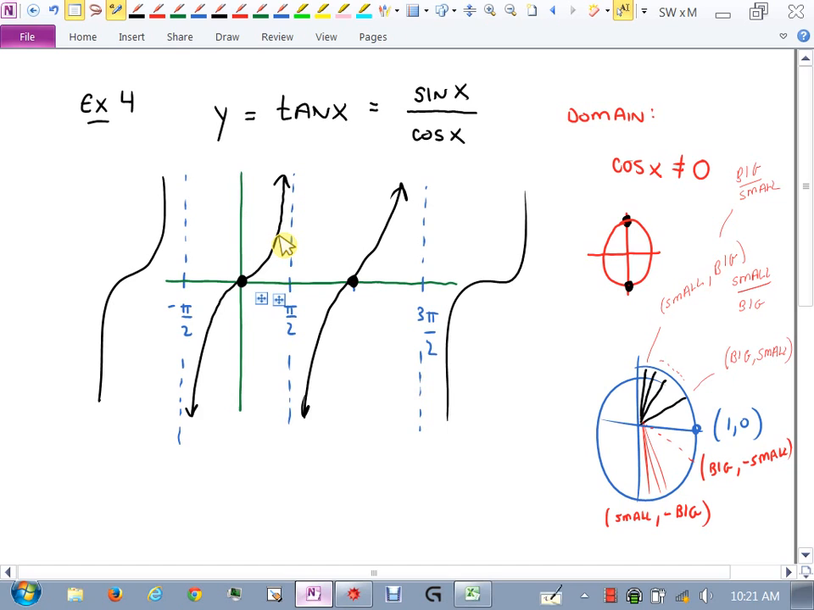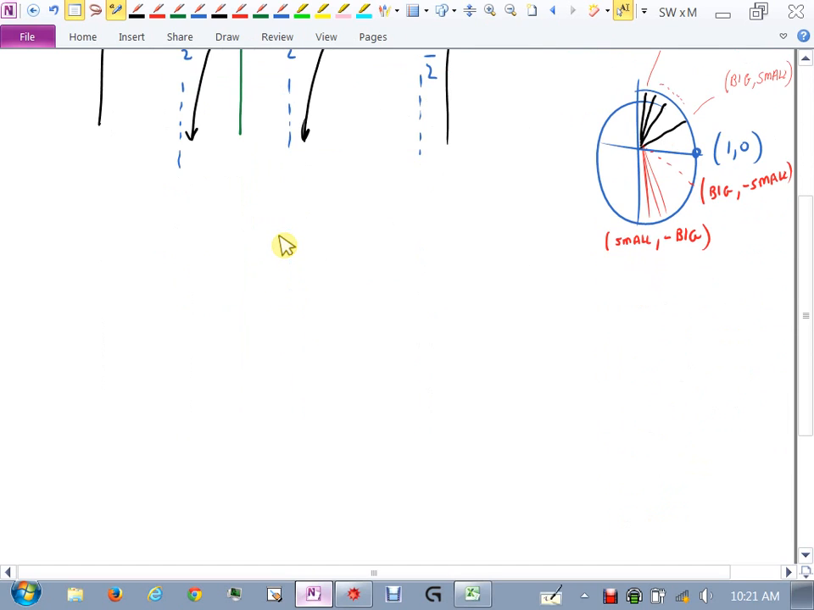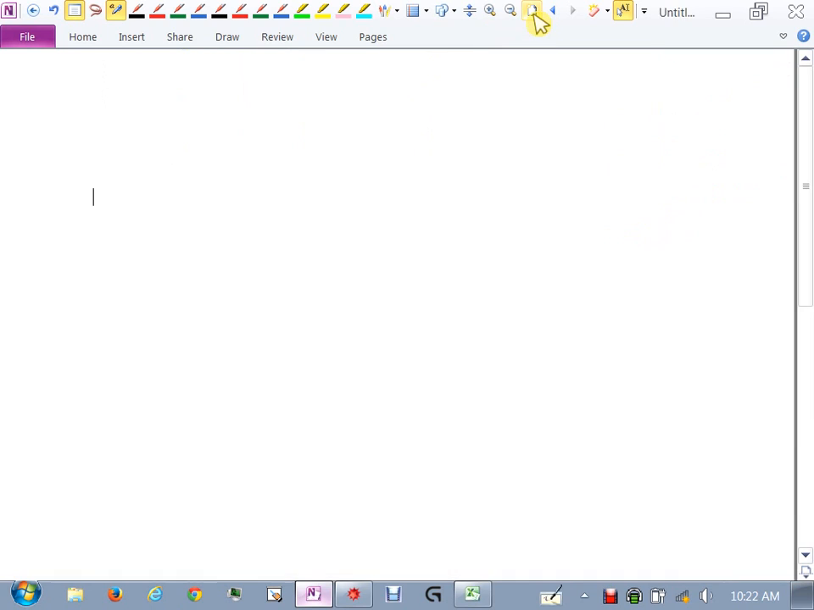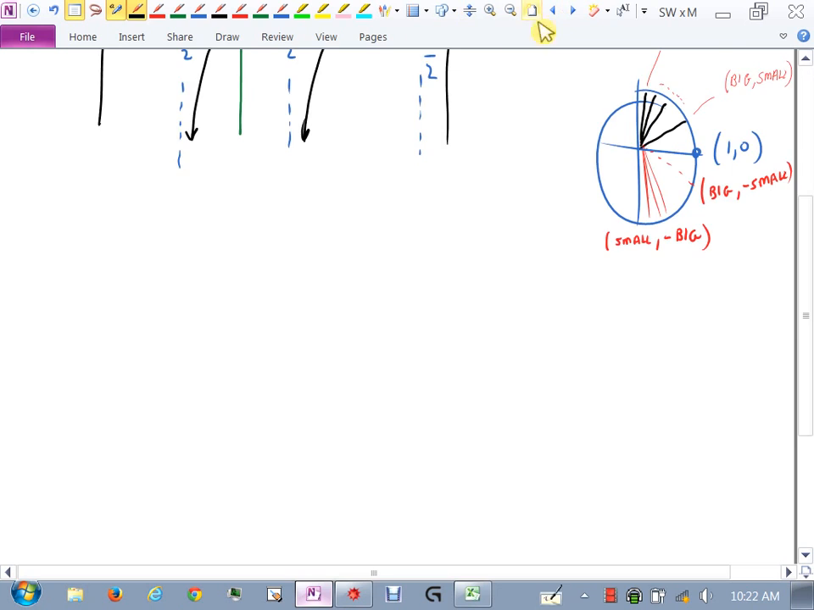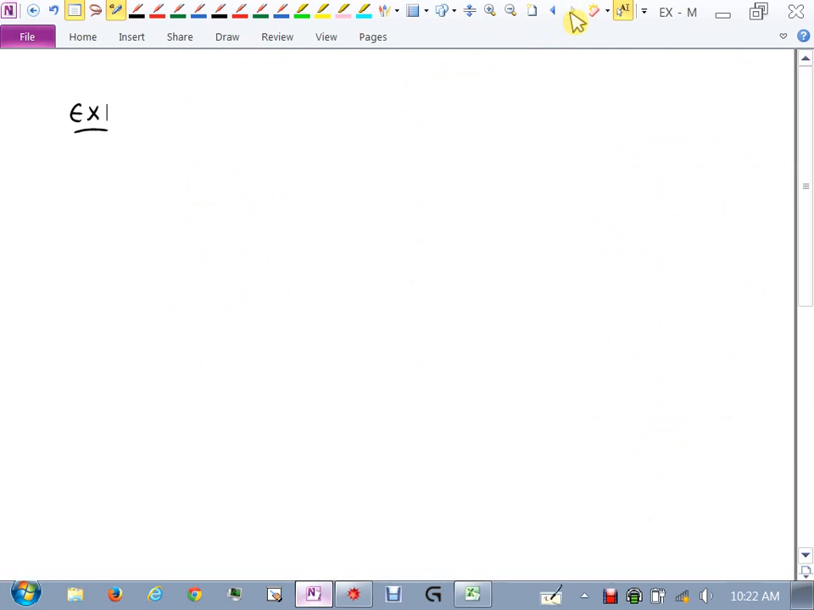All right, so what about cotangent? For y equals cotangent x, cotangent by definition is cosine over sine, isn't it? Instead of sine over cosine? So your asymptotes are actually going to occur at a different place, aren't they? Wherever sine is 0 instead of cosine?